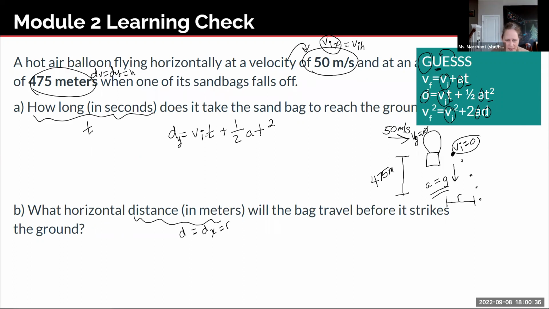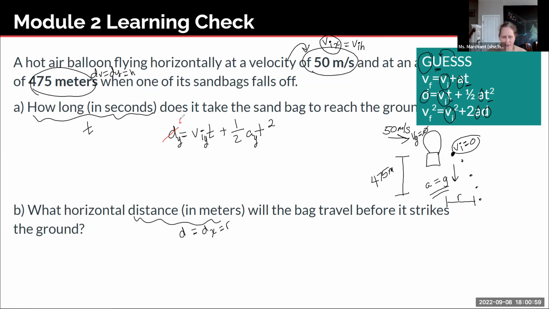Now I'm going to add some things here just so that you can see it, but I know sometimes that gets confusing. The distance in the y is equal to the velocity initial in the y times the time plus 1/2 acceleration in the y times t squared, because that's actually what we're doing here, because we're only talking about the y direction. And now let's substitute.